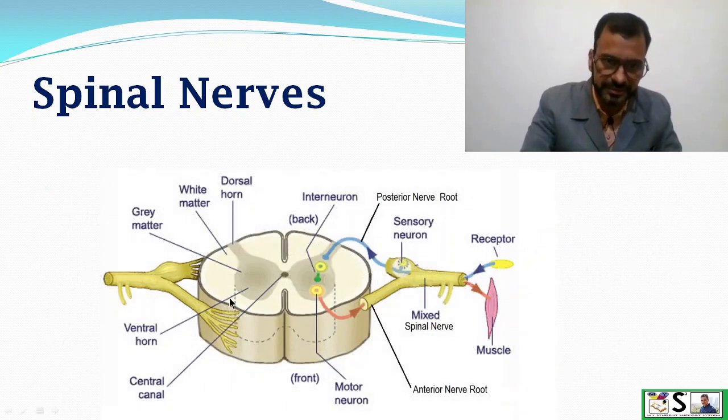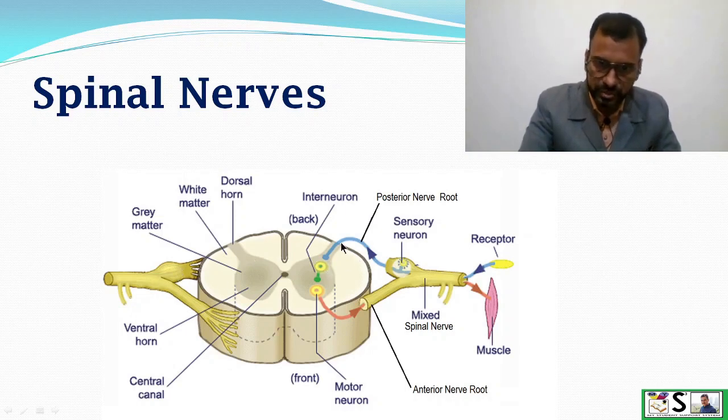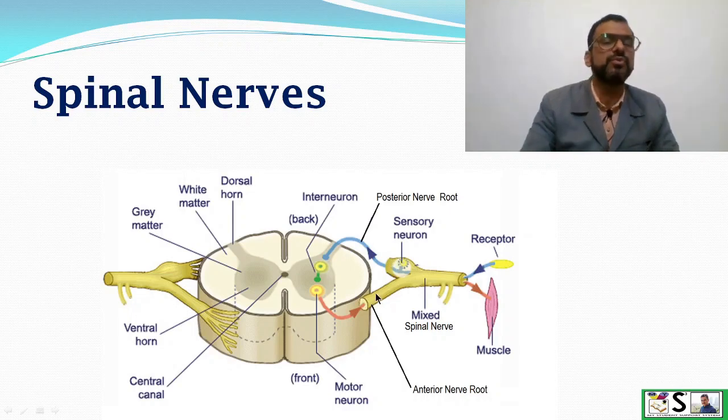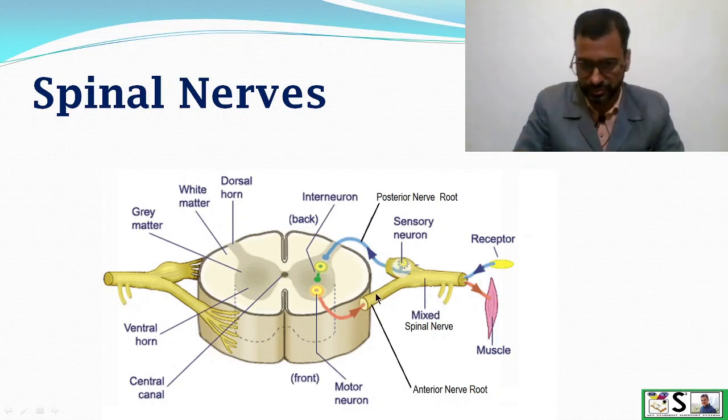Here you can understand this is the spinal cord and these are two roots, on both sides. So these are the posterior nerve roots, these are the anterior nerve roots. The posterior nerve root contains sensory neurons and the anterior nerve root contains motor neurons.